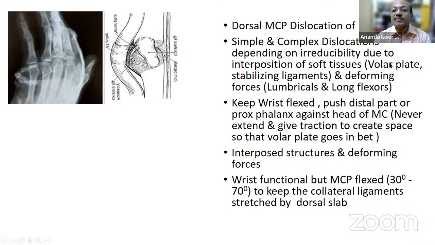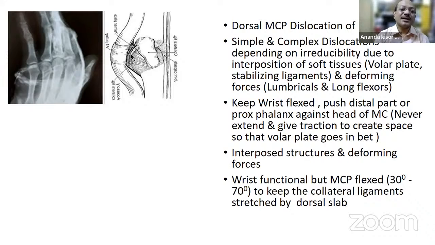Next, you have to classify whether it is a simple or a complex dislocation, depending on clinical irreducibility due to the interposition of soft tissues. Now, what are the soft tissues interposed? The most common component is the volar plate, or palmar plate, and the stabilizing ligaments of the metacarpophalangeal capsule. See this volar plate, this is the proximal phalanx, and this is the metacarpal head.